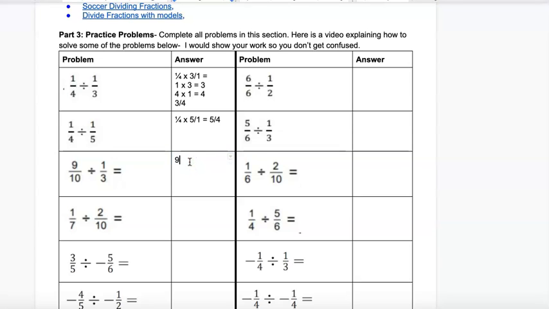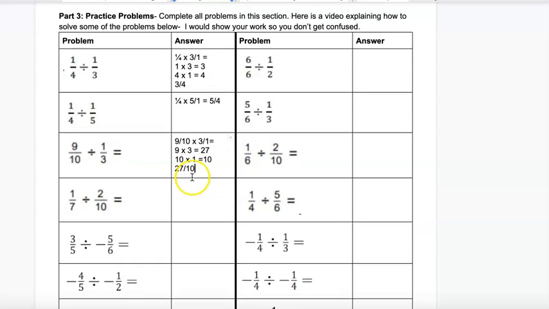Okay, keep, change, flip. 9/10. Change the sign to multiply, flip the last fraction. So that's 9 times 3 on the top, which is 27. 10 times 1 is 10. 27/10 is our answer. I'm just going to go ahead and do this side.